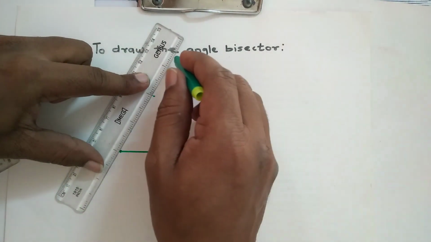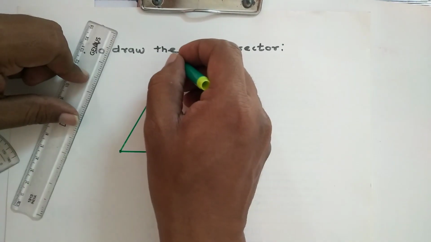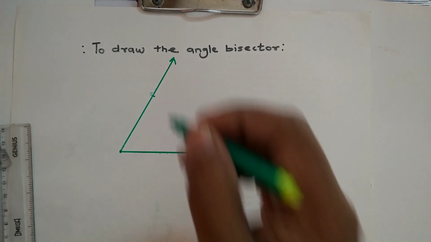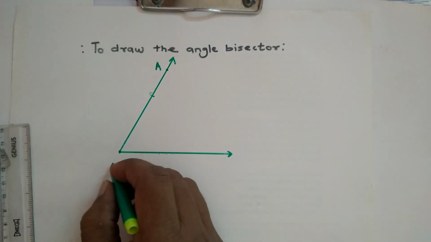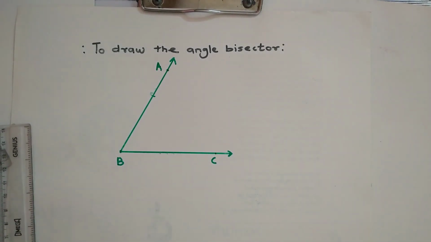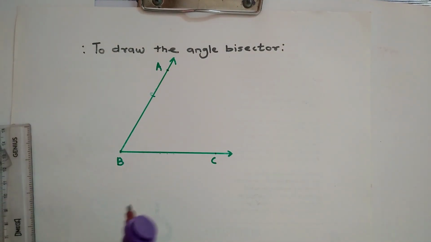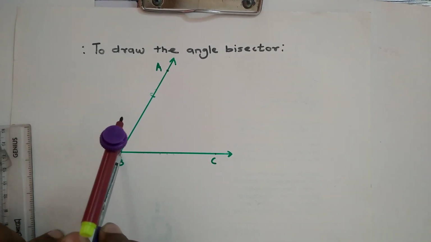We will complete the angle. This is angle of measure 60 degrees. I will label this as angle A, B, C. Now we will draw the angle bisector of this angle ABC. For that, place the pointer of the compass at the vertex, that is point B.